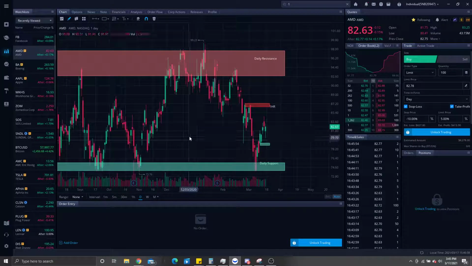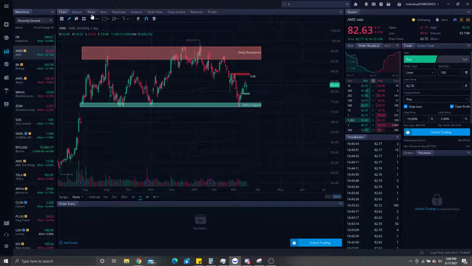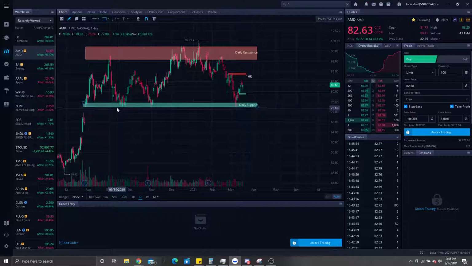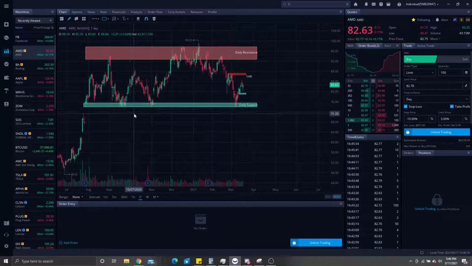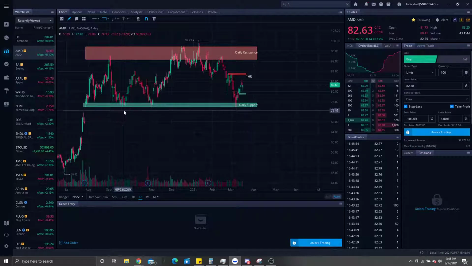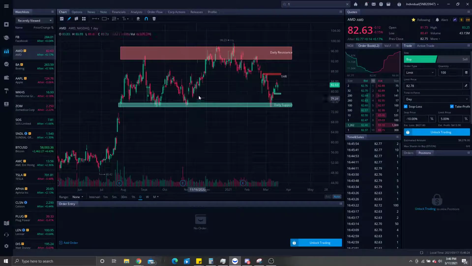So basically, the way you're going to trade off of these and put in your orders, you want to put your stops just outside of the zone. You want to make sure that your risk to reward ratios are good. So you want your risk to be 1/3 the size of your reward, or at least you want to make 2 times what you're going to lose on any trade at any given time.